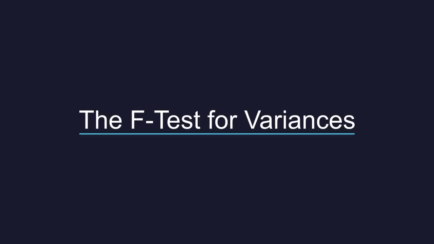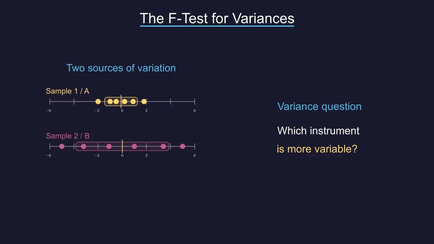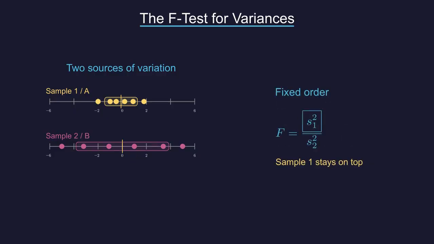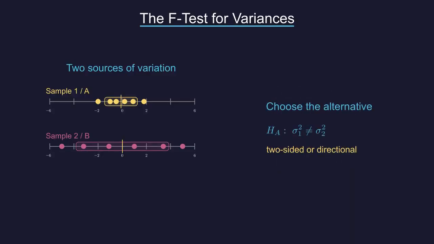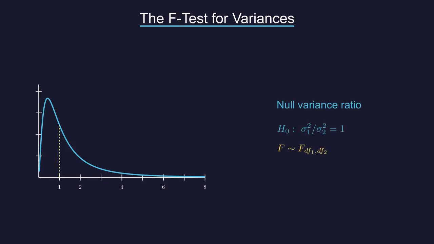The F-test for variances. Can two instruments be shown to have different measurement variance? The F-test for equal variances compares two independent population variances by placing the first sample variance over the second. This calculator supports two-sided and directional alternatives and keeps sample 1 in the numerator. Under the null ratio of 1 and independent normal populations, the statistic follows an F distribution.